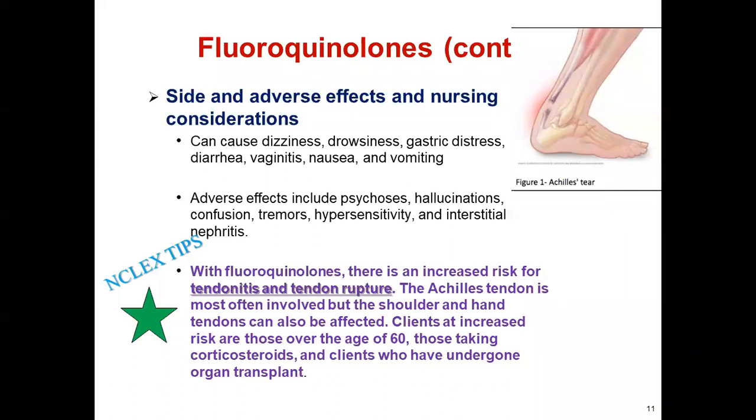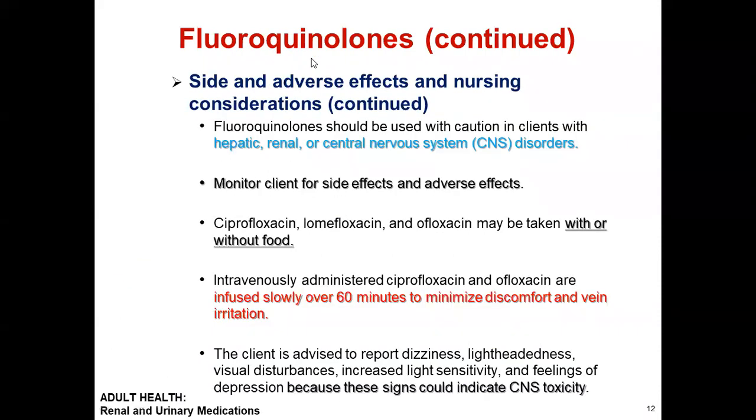Other medications cause the same problem as fluoroquinolone: cardiac medications like quinidine or amiodarone, and even an anticoagulant like Coumadin, can increase the effectiveness of fluoroquinolone. What else? Fluoroquinolone should be used with precaution in clients with hepatic, renal, or central nervous system disorders. So kidney function tests are important, and liver function tests are important, right? If your patient takes fluoroquinolone, monitor the client for side effects and adverse effects.